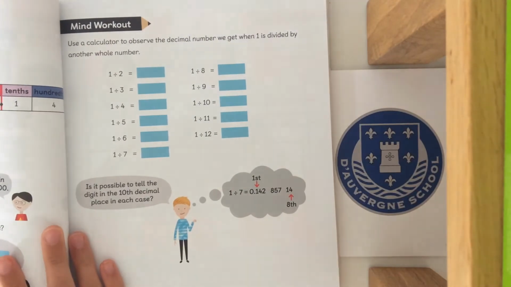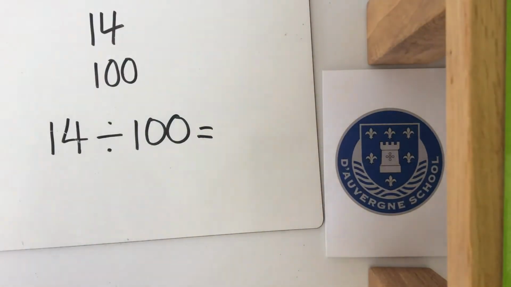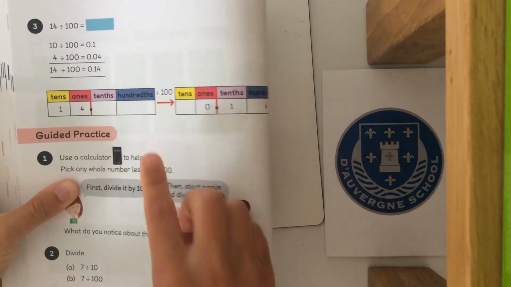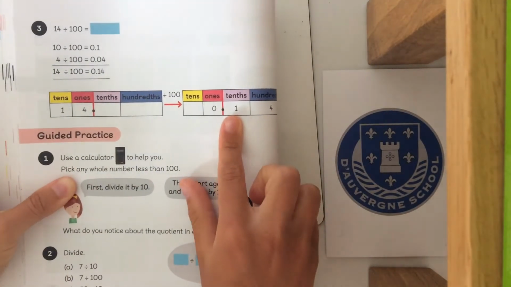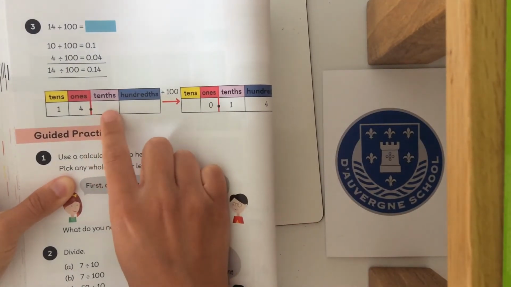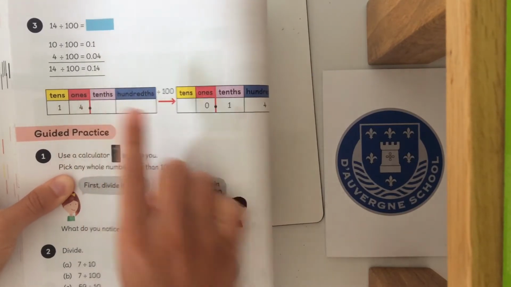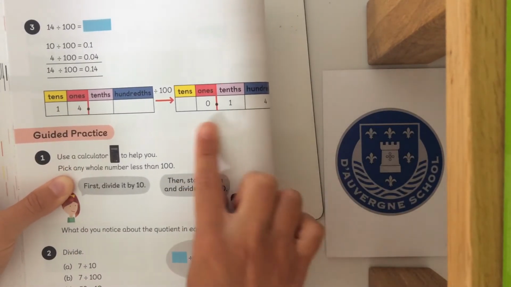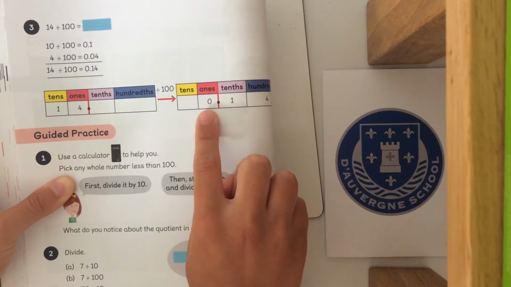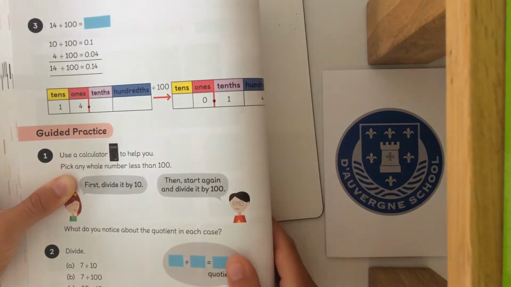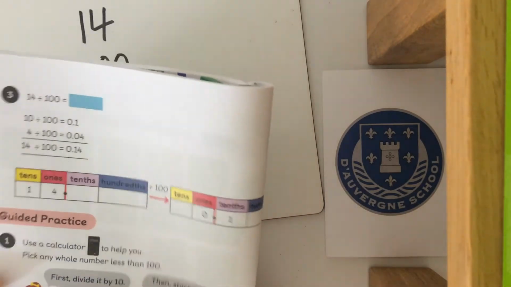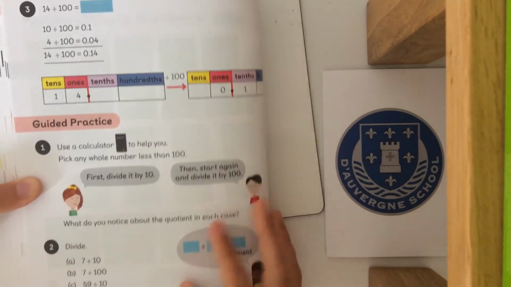So here we go. Here's how they've illustrated what we've worked out. They've got their place value grid. When you divide by 100, each one moves back 2 spaces, 1, 2, to create 0.14. Remember to put that 0 in for the placeholder before the decimal point. Okay. Now we're going to have a go at the guided practice.